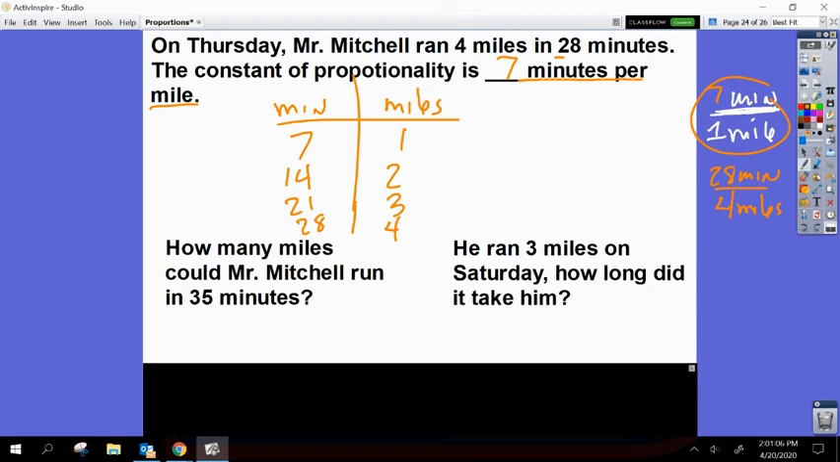How many miles could Mr. Mitchell run in 35 minutes? Well, I can certainly keep this table going and go 35, which would be 5. So in 35 minutes, it would be 5 miles. Or we'll learn how to use proportions later.